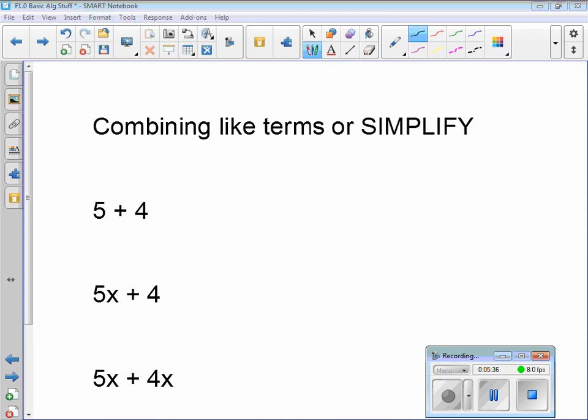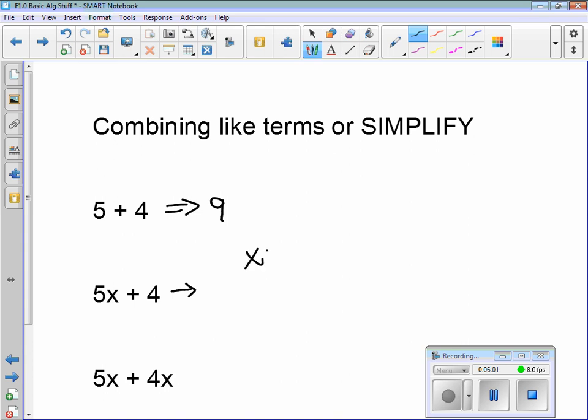So hopefully most of this is just review for you. Combining like terms, simplify: we definitely should have that one as 9, right? I'm taking 5 ones and 4 ones, and adding them together, and I have 9 ones, or $9, or 9, or whatever. Okay? On this particular one, I cannot add together anything. There's nothing that goes together. It's 5 x's and 4 ones, two different things.